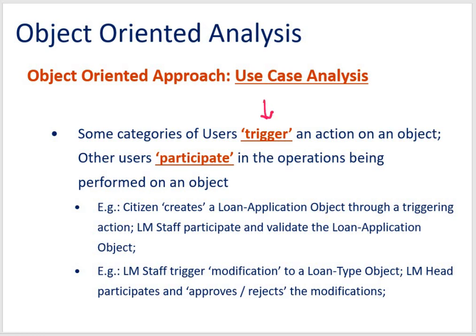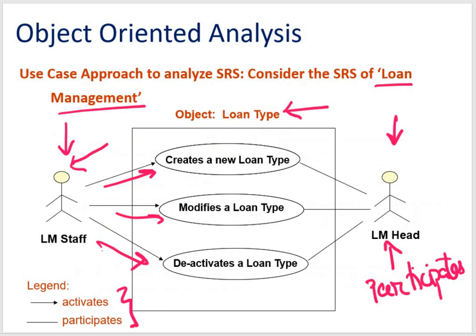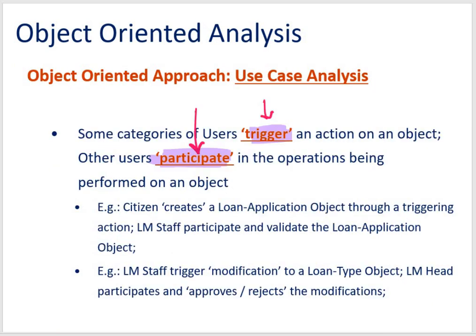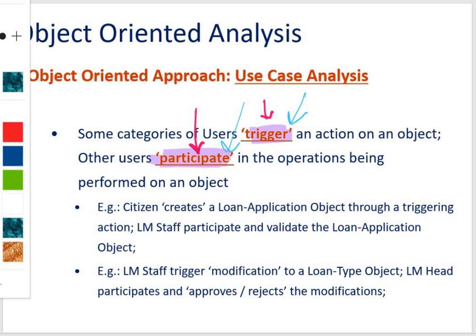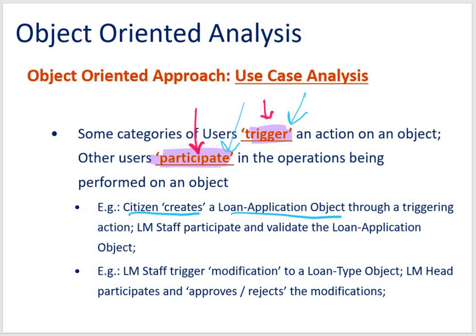Now let's talk about actions further. Some categories of users trigger an action on an object, whereas others participate in the operations being performed on an object. So one is triggering, another one is participating. In this diagram someone was activating, someone was participating. Once again we will take this diagram formally in the next few slides.